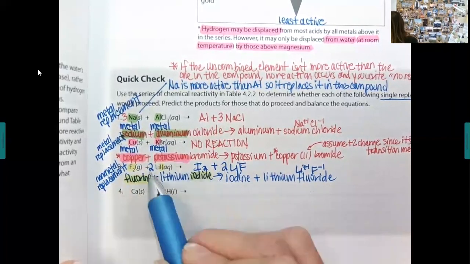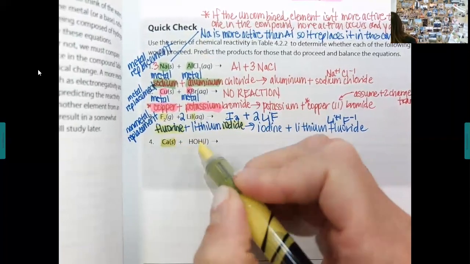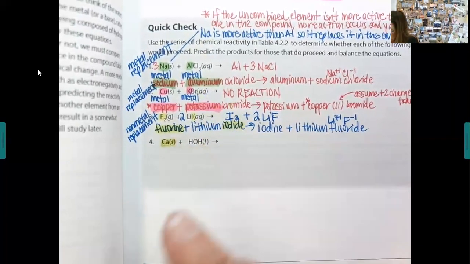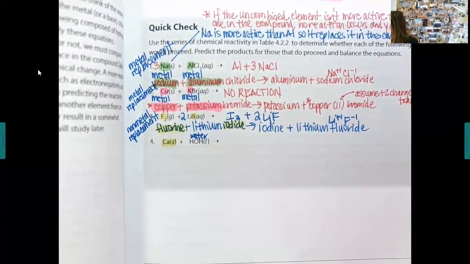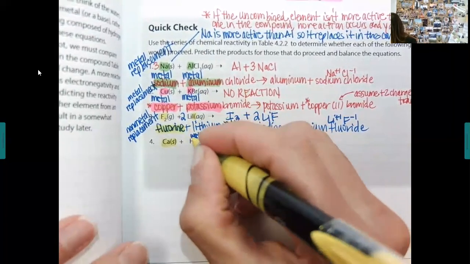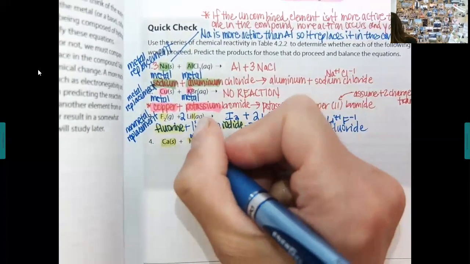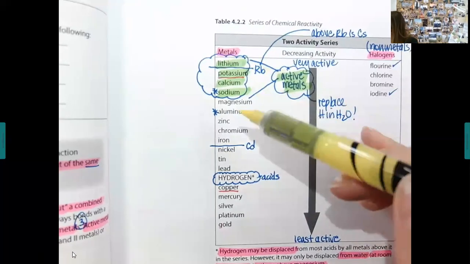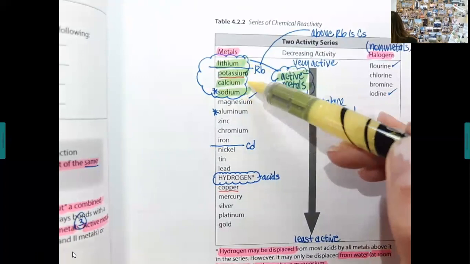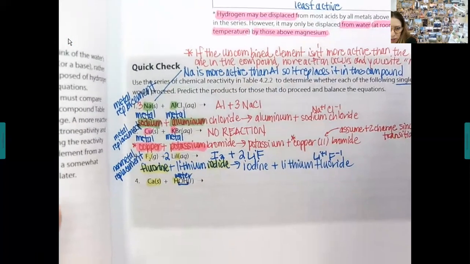If you take a look at number 4, we've got calcium, which is a metal, and then we've got water. So anytime that you've got a metal being placed into water, remember the active metals are the ones that will replace the hydrogen in the water, because you think of the water as hydrogen attached to a hydroxide. And if you take a look, remember up here, I had you highlight the 4 active metals, and calcium is one of them, which means it will replace the hydrogen in the water. So this reaction will occur.